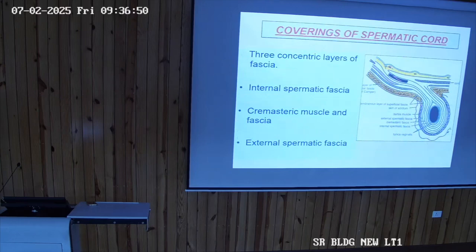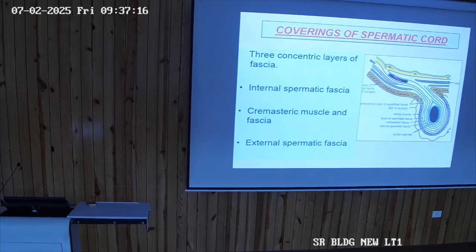Now, what are the layers which form the coverings of the wall of the spermatic cord? They are the internal spermatic fascia, the cremasteric muscle and fascia, and then the external spermatic fascia. Now these 3 are new terms, and only one thing is added, that is spermatic. So there is the external spermatic fascia.